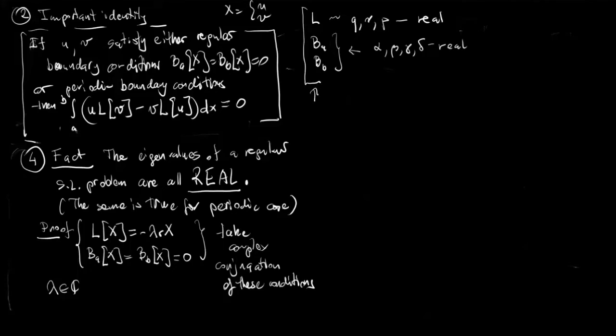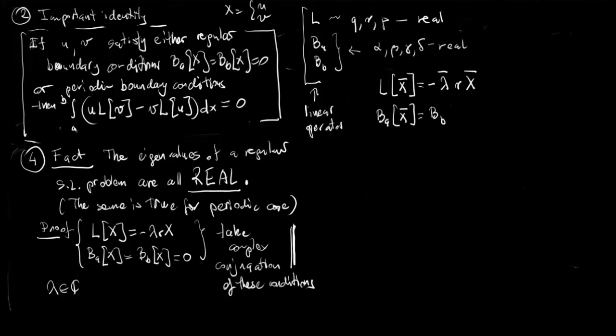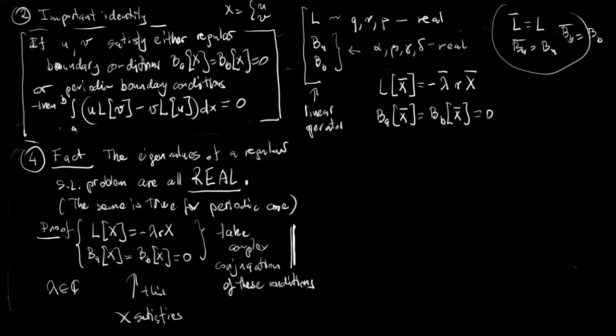Also remember that all the three operators that stay here are linear operators, and that the operation of taking complex conjugation is antilinear. So taking complex conjugation on both sides of this, we get that L conjugate of X is equal to negative conjugate of lambda R conjugate of X. Likewise, BA on X conjugated is equal to BB on X conjugated, and is equal to 0, because essentially L conjugated is L and BA conjugated is BA and BB conjugated is BB, because all of these operators are real linear operators, right? So if X satisfies this, then X conjugated satisfies this system of equations.